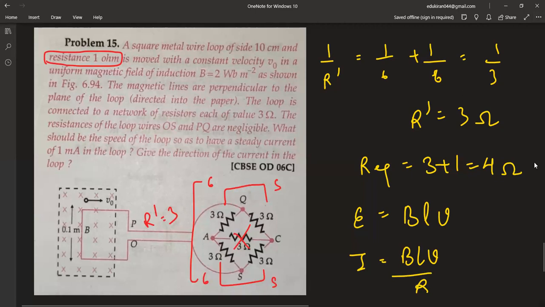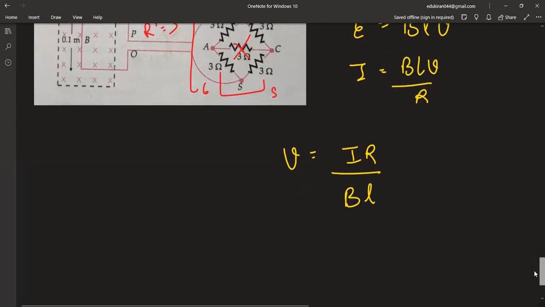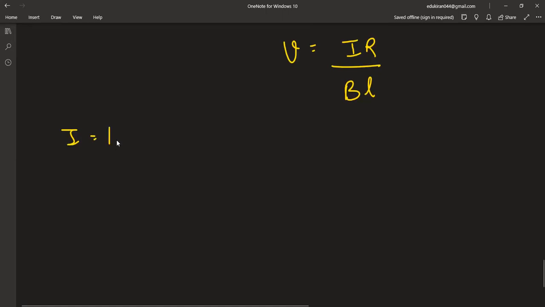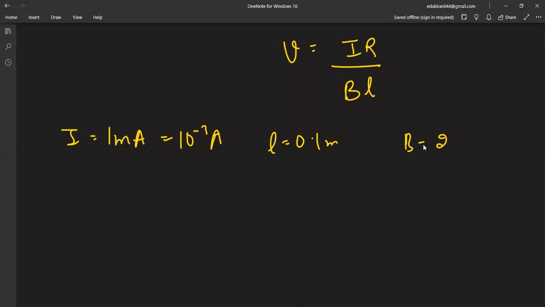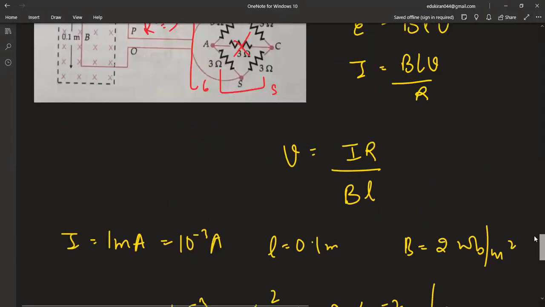So what would be the velocity from here? Velocity will be IR divided by BL. Now you just have to substitute everything. This looked difficult, this looked lengthy. The value substitution is easy. 1 milliampere, that is equal to 10 to the power minus 3 amperes. Length is equal to 0.1 meters. And magnetic field is equal to 2 Weber per meter square. So if you substitute, this is 10 to the power minus 3 into resistance we've calculated, that was 4, divided by 2 into 0.1. This becomes 2. So 2 into 10 to the power minus 2 meter per second. This is the answer. Write it quickly.